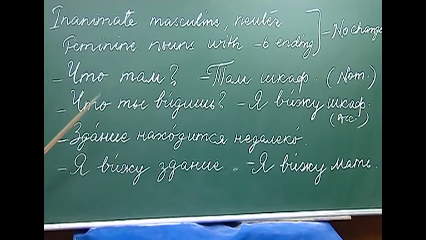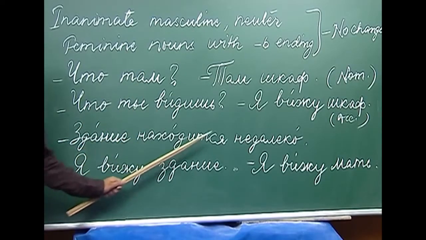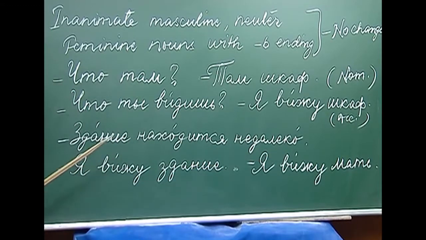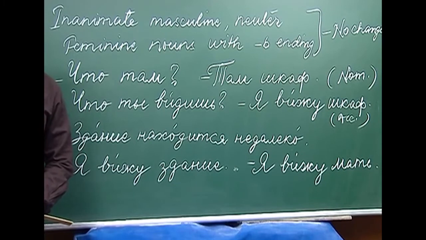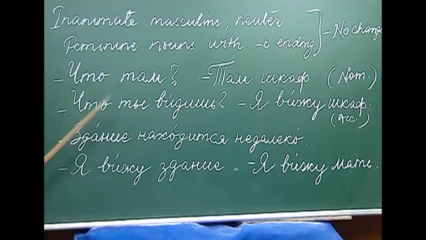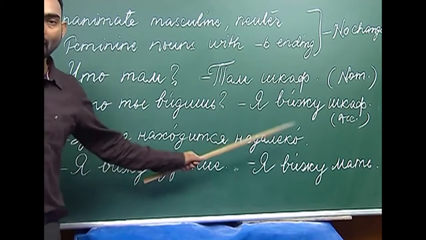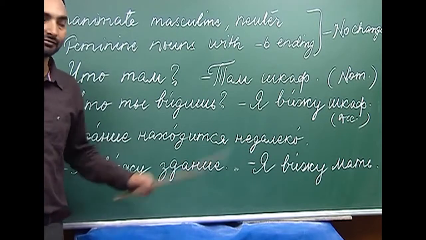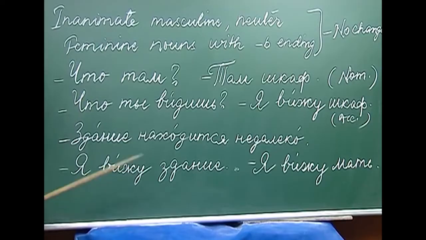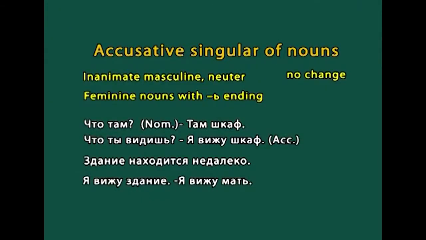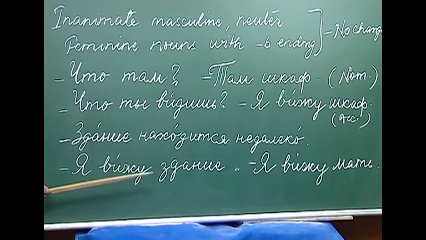Next sentence, здание находится недалеко. Здание is building, находится, we have done this verb, to be located or to be situated. The building is situated not far, недалеко is not far. So here здание is the subject, which means it is in the nominative case. Let's move on to the next sentence.